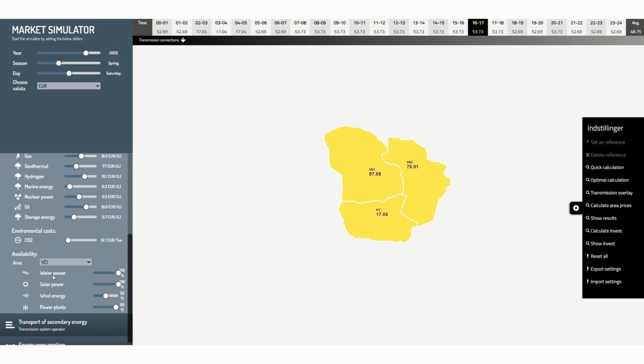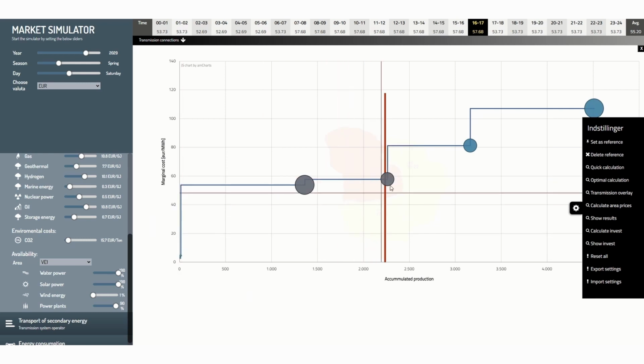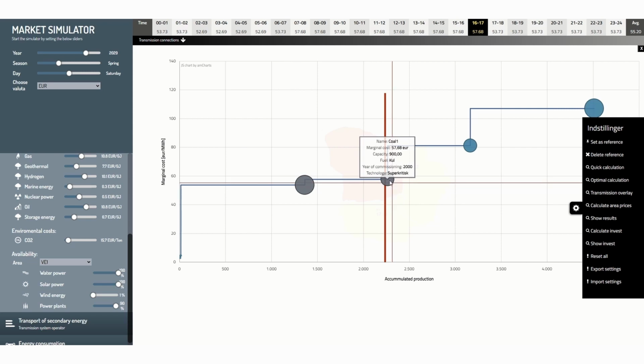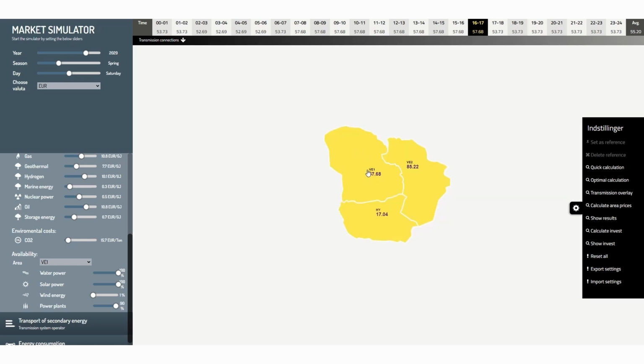And if I, for instance, said there's no wind here, and I do a new calculation, you can see that there's no wind left here. But still it is this unit here that is the marginal unit. So the price will not be changed in this area.